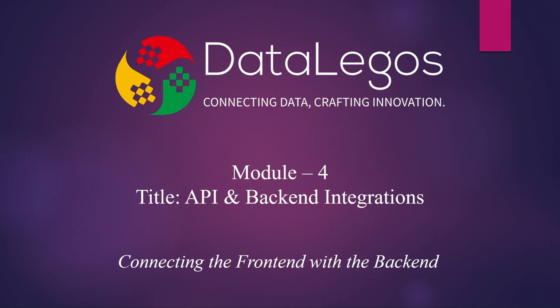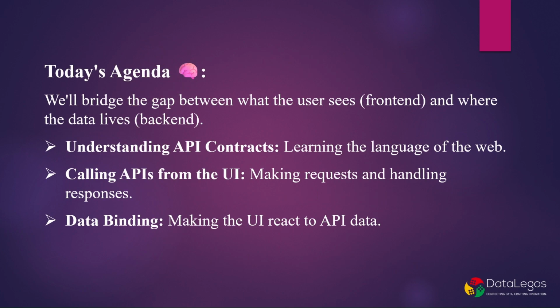information. Agenda. Here's what we're going to cover today: understanding API contracts, learning the language that connects front-end and back-end. Calling APIs from the UI, how the app requests data and handles responses. Data binding, how we make the UI automatically react to API data. By the end, you'll see how all these pieces work together to make modern applications truly dynamic.